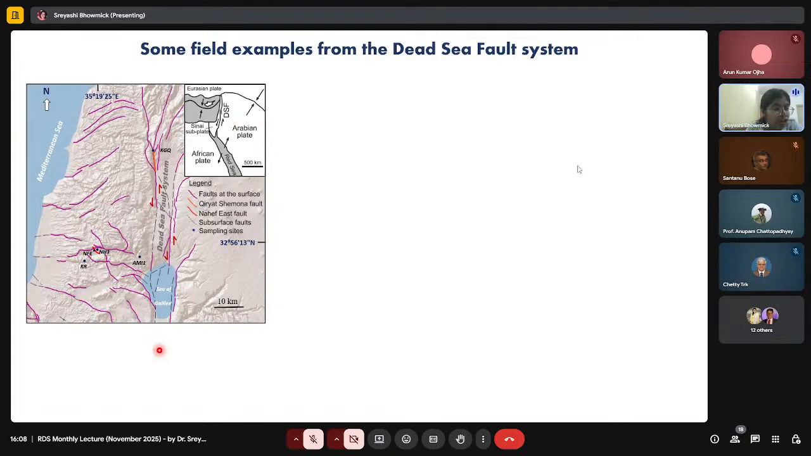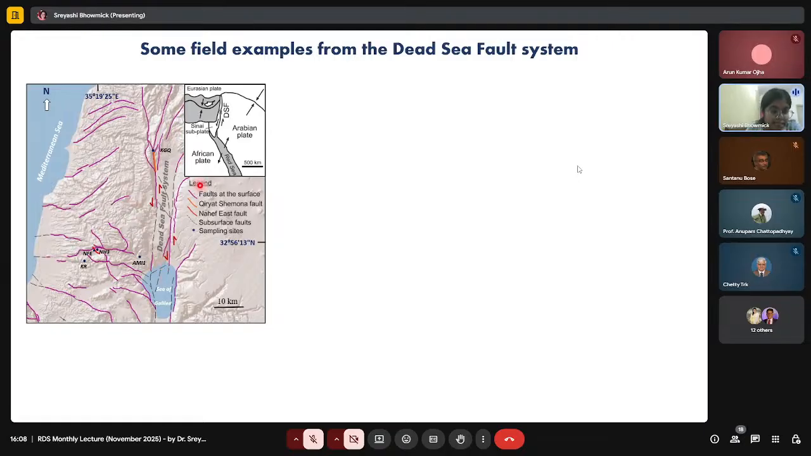So it has an overall north-south trend covering almost 1,000 kilometers from Turkey in the north to the Red Sea in the south, and it has a sinistral strike-slip motion. Now, there are several active and seismic segments along this fault.